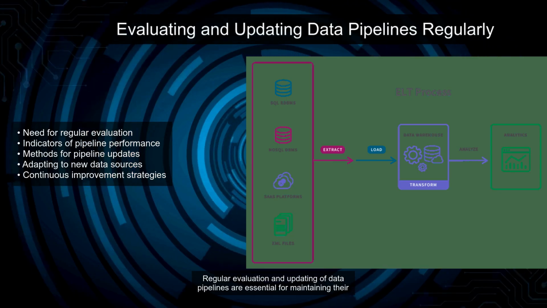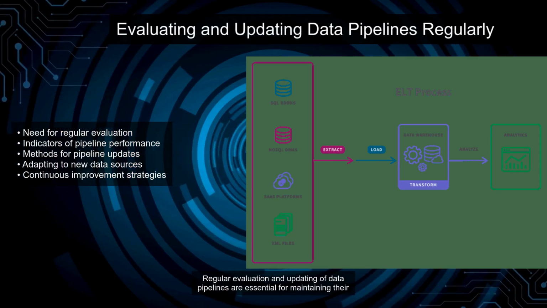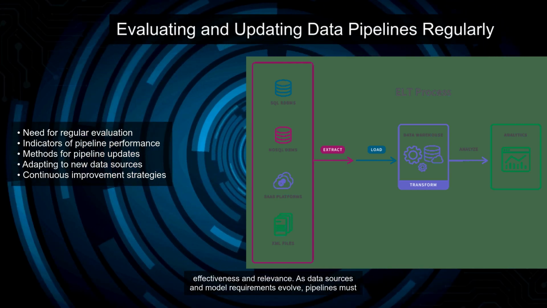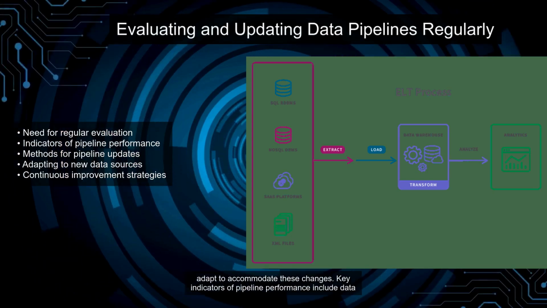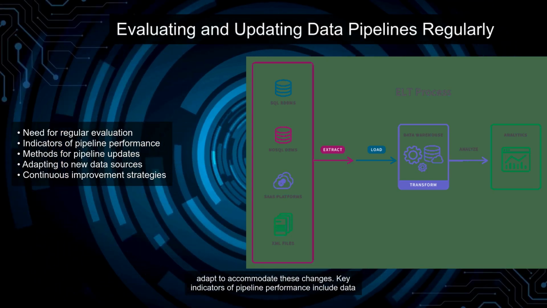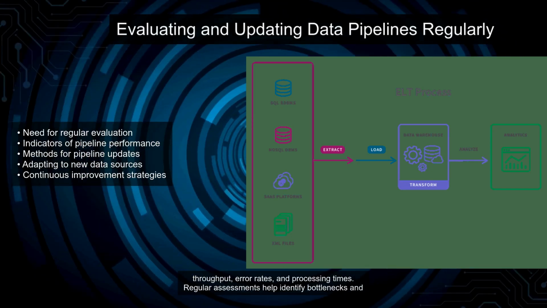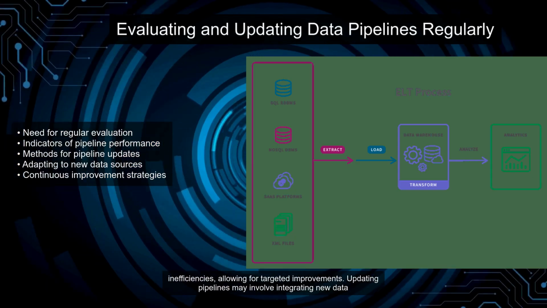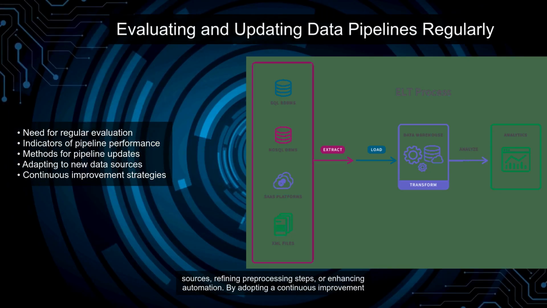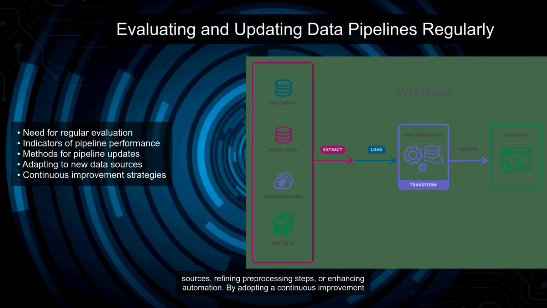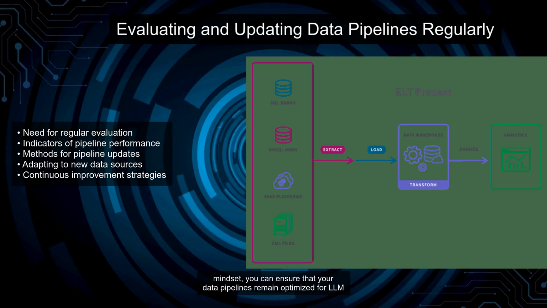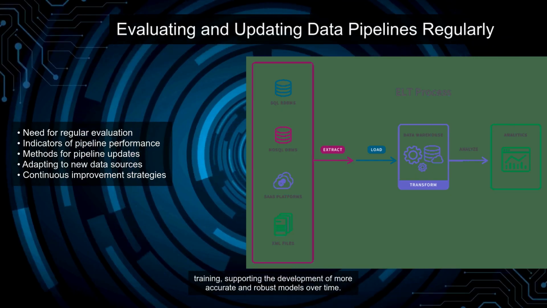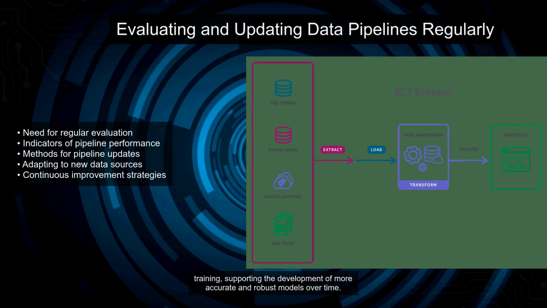Regular evaluation and updating of data pipelines are essential for maintaining their effectiveness and relevance. As data sources and model requirements evolve, pipelines must adapt to accommodate these changes. Key indicators of pipeline performance include data throughput, error rates, and processing times. Regular assessments help identify bottlenecks and inefficiencies, allowing for targeted improvements. Updating pipelines may involve integrating new data sources, refining preprocessing steps, or enhancing automation. By adopting a continuous improvement mindset, you can ensure that your data pipelines remain optimized for LLM training, supporting the development of more accurate and robust models over time.